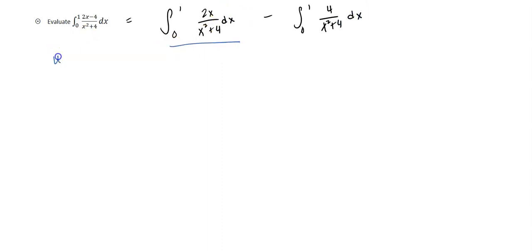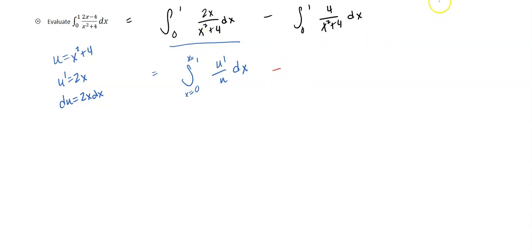Next, we're going to look at the integral from 0 to 1 of 2x minus 4 divided by x squared plus 4. So in this case, I'm going to split it up into two separate integrals again. So I'll have the integral from 0 to 1 of 2x over x squared plus 4 minus the integral from 0 to 1 of 4 over x squared plus 4, and this is, of course, with respect to x. On this side, if I let u be x squared plus 4, u prime would be 2x. So du is 2x dx. So we have the integral from x equals 0 to x equals 1 of u prime over u dx.